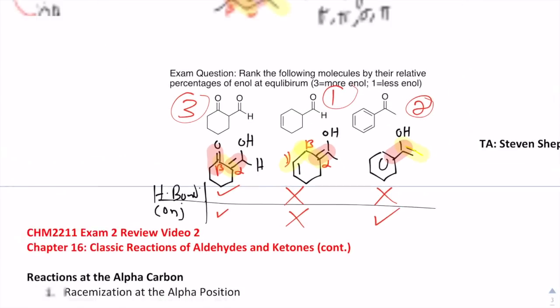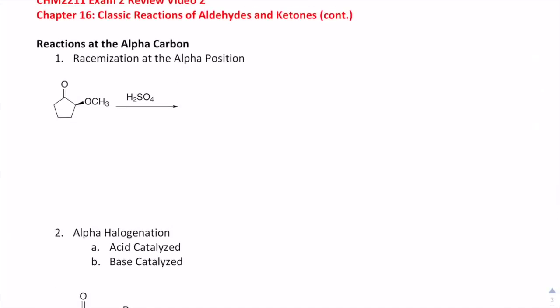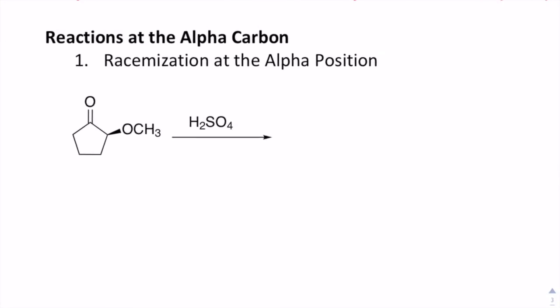All right? So now let's do the last two topics here. We have halogenation at the alpha position. So this is a special topic. It's not really like a reaction you memorize. It's just a side thing that happens as a result of keto to enol tautomerization.